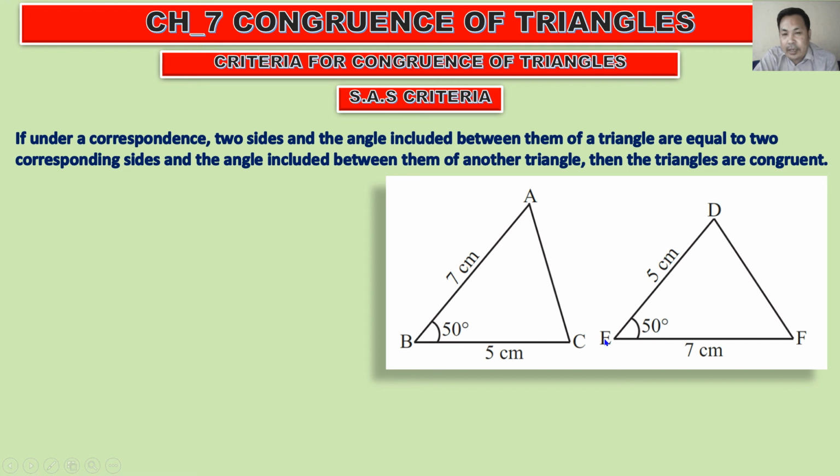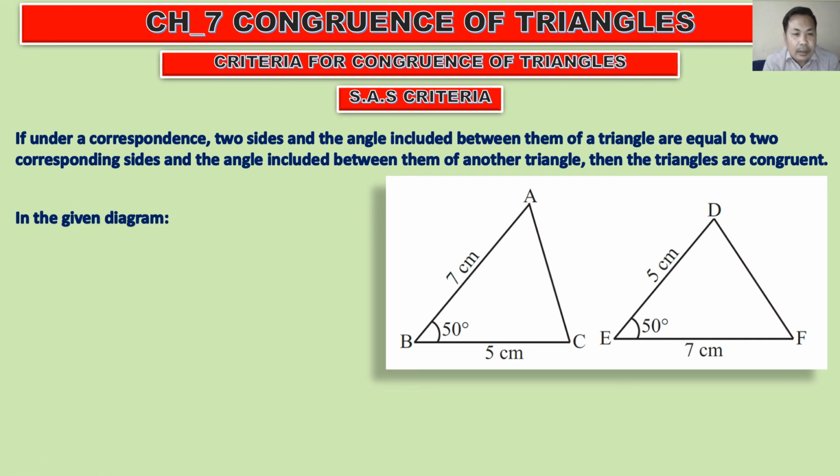In such a situation, these two triangles are said to be congruent by the criterion called SAS, side angle side. One side the same, one angle, and one side again. Two sides are equal, and their included angle is also equal. That means these two triangles are congruent under the criterion called SAS. So let us see some more examples.